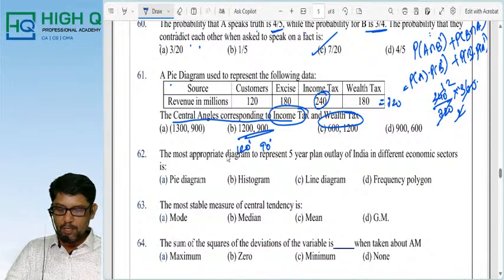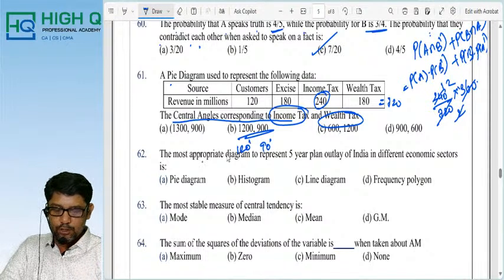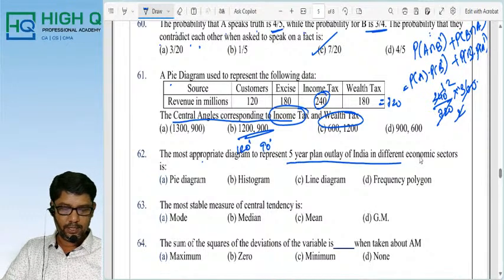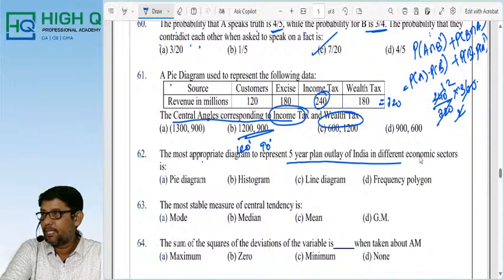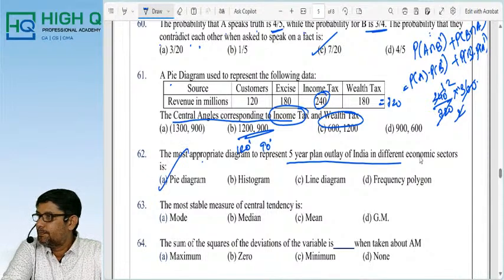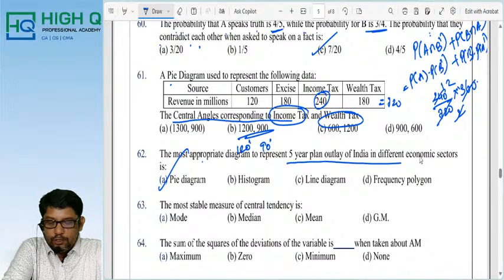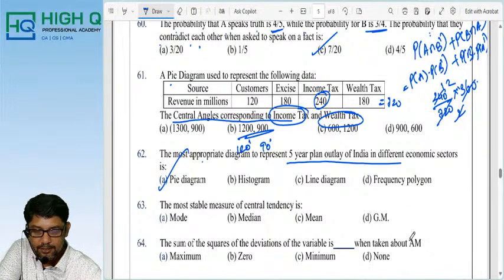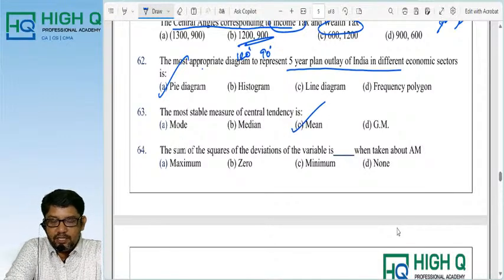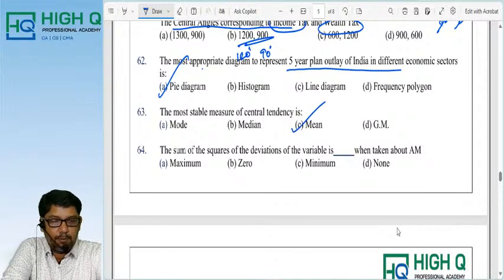Let's see. Next, the most appropriate diagram to represent a 5-year plan outlay in different economic sectors is what? Pie diagram. Next, the most stable measure of central tendency is mean. The sum of the squares of the deviations of the variable is dash when taken about the AM.